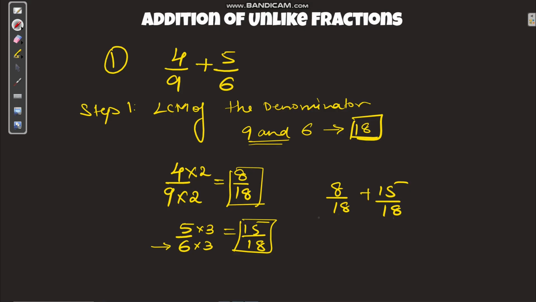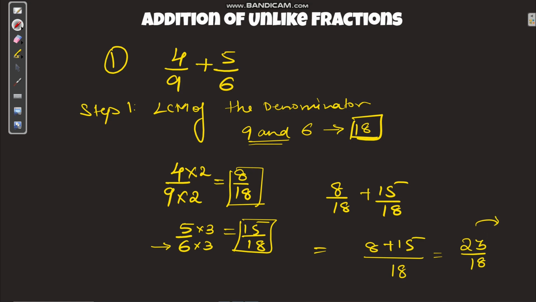Now once they are converted to like fractions, it is very simple. 8 plus 15, because we can add the numerators directly, upon 18. So what is 8 plus 15? That is 23 upon 18. Can I reduce it? Can I cancel with any number? No, I cannot cancel. It is an improper fraction.